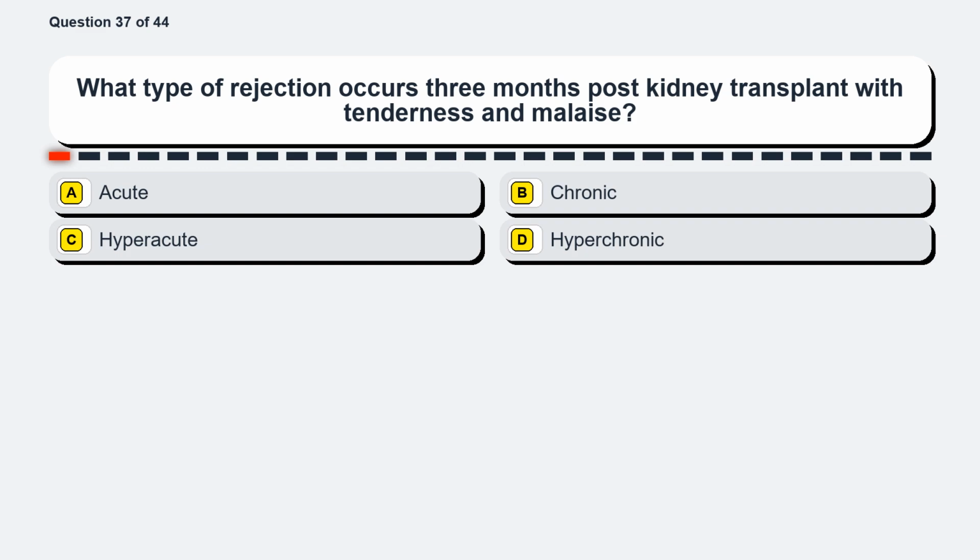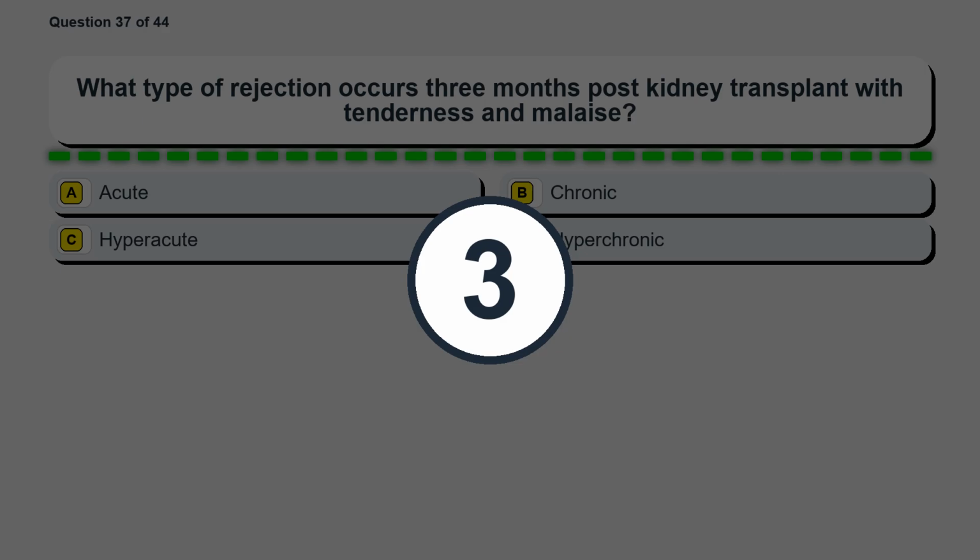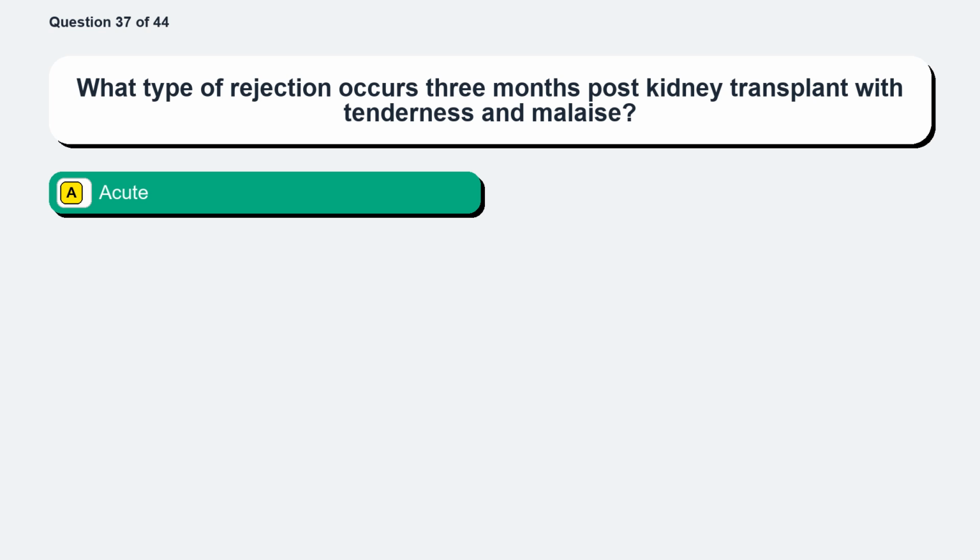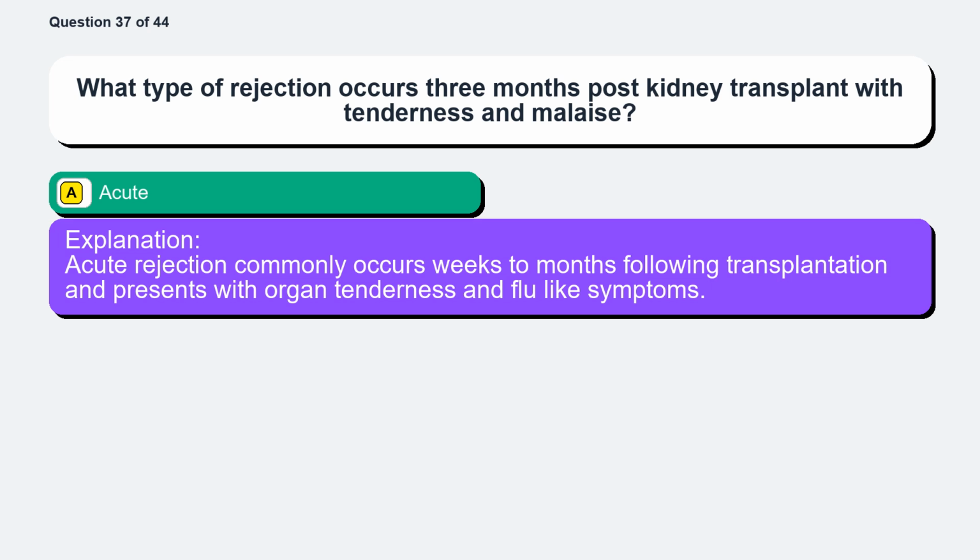Question 37. What type of rejection occurs 3 months post-kidney transplant with tenderness and malaise? Option A. Acute. Option B. Chronic. Option C. Hyperacute. Option D. Hyperchronic. The correct answer is option A. Acute. Acute rejection commonly occurs weeks to months following transplantation and presents with organ tenderness and flu-like symptoms.